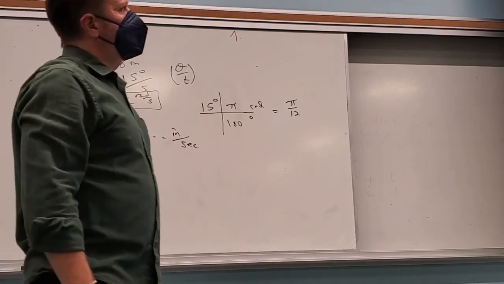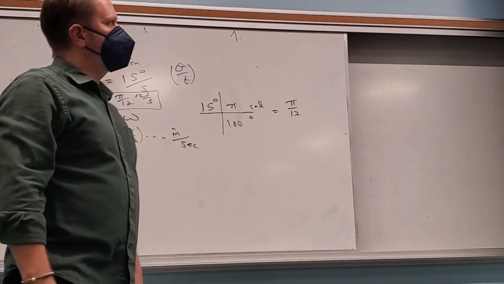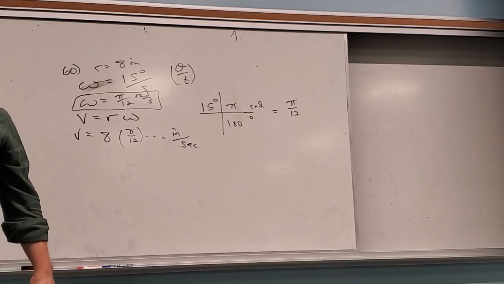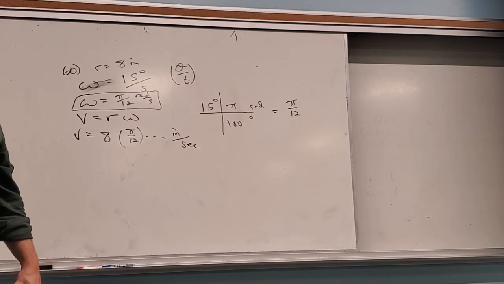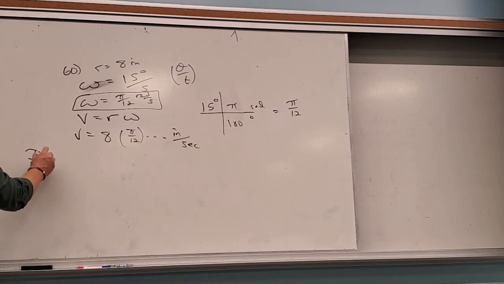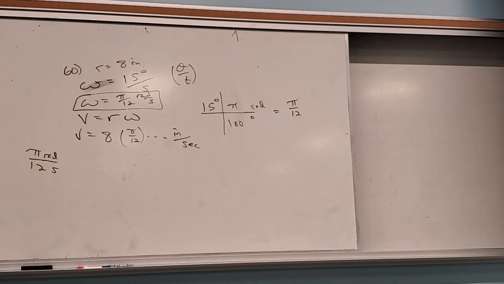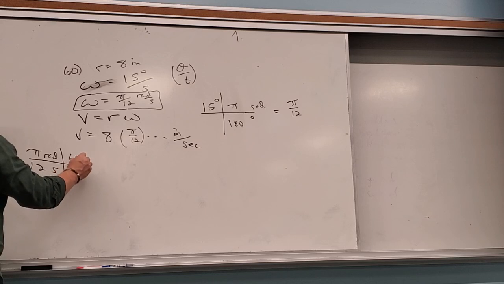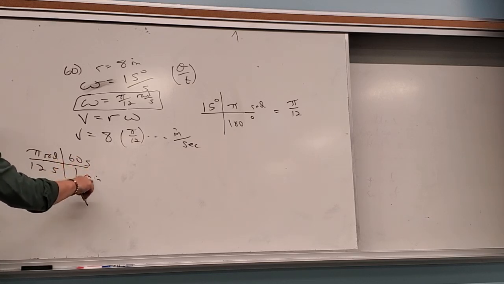But then they want to know the angular speed in rotations per minute. So how do I do that? Well, I know the angular speed in radians per second. Multiply by what? I know, 60 seconds is in 1 minute. So now I got radians per minute.